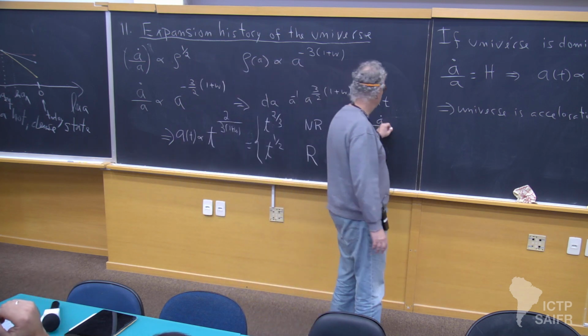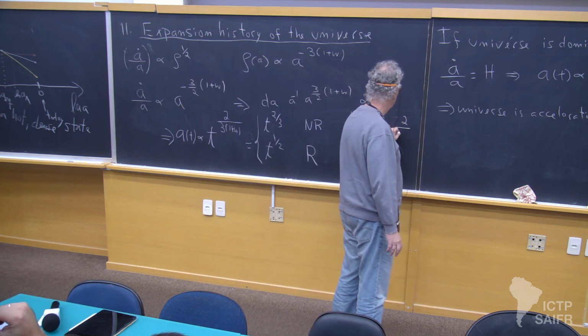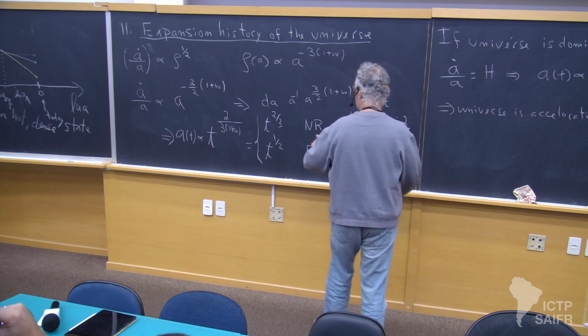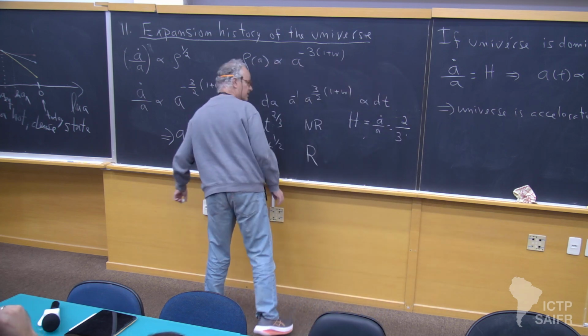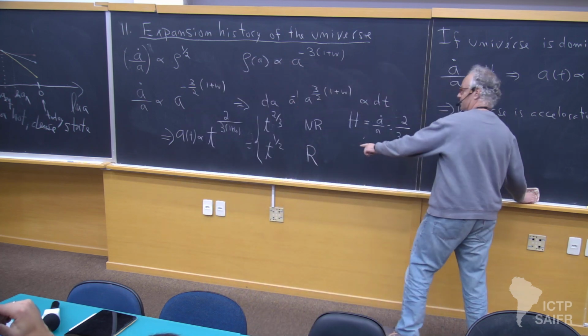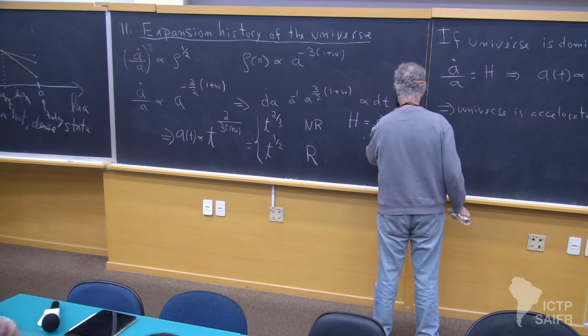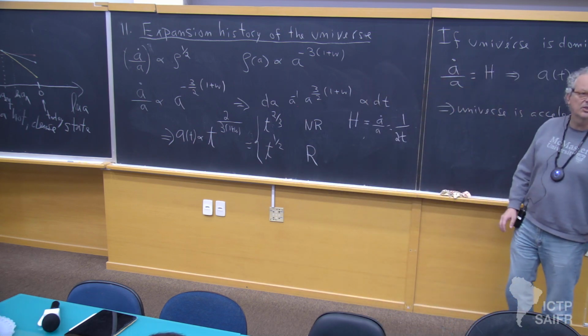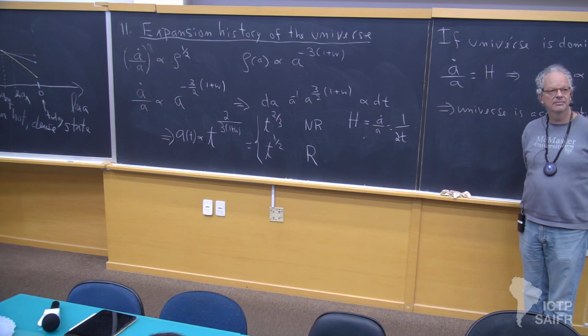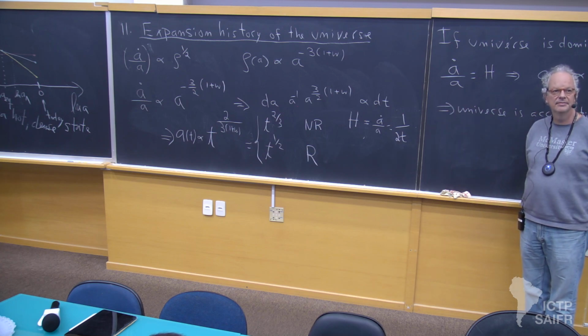So you can do this, and what you get is something like this. Sorry, it's 1/2, right? It's radiation dominated. So a dot over a is 1 over 2t. That's how the expansion rate changes with time in the early universe. I don't know if that was your question.